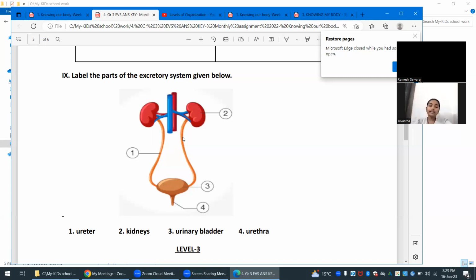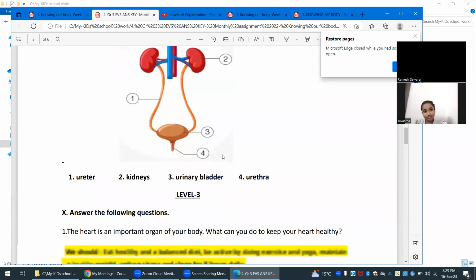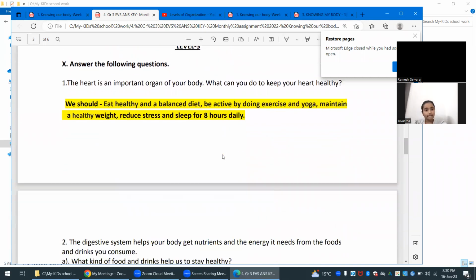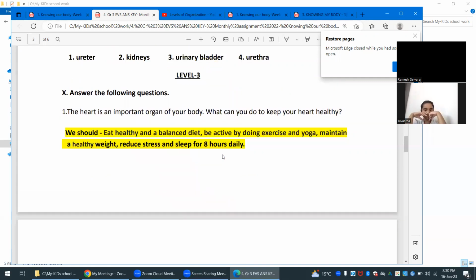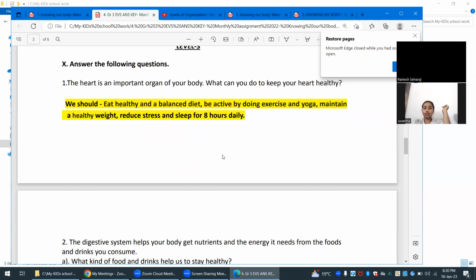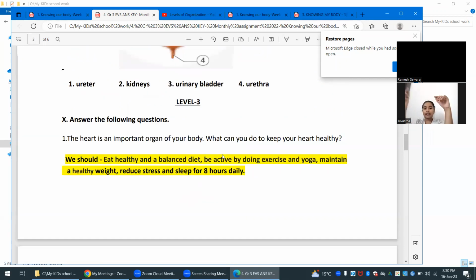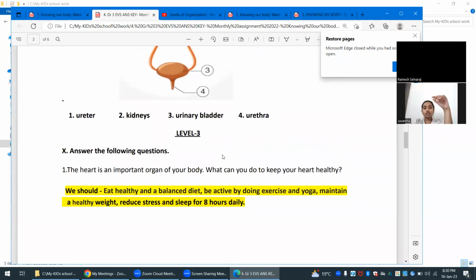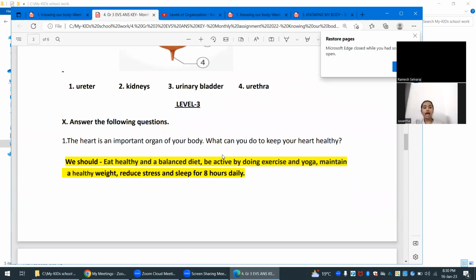Okay, let's see here. Answer the following questions. The heart is an important organ of your body. What can you do to keep your heart healthy? We should eat healthy food and a balanced diet, be active by doing exercise and yoga, maintain a healthy weight, reduce stress and sleep for 8 hours daily.